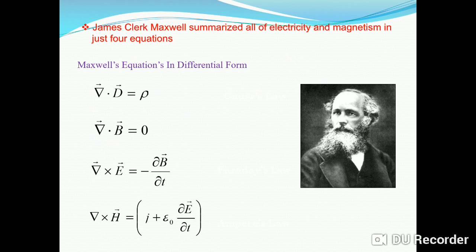The scientist James Clerk Maxwell summarized all of electricity and magnetism in just four equations, that is del bar dot E bar is equal to rho, del bar dot B bar is equal to 0, del bar cross E bar is equal to minus dou B bar by dou t. And the last one is del cross H bar is equal to J plus epsilon naught into dou E bar by dou t. So these are Maxwell's equations in differential form.